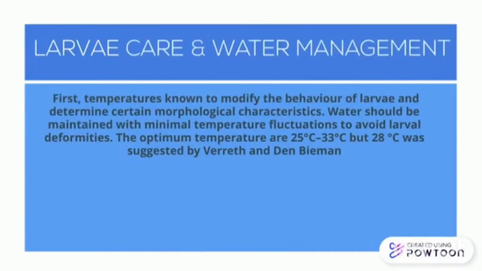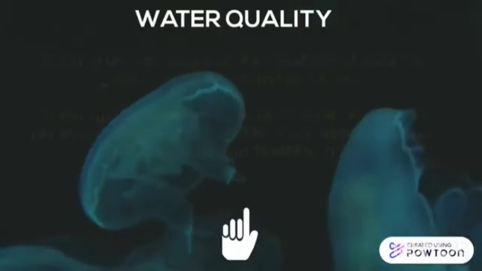First, temperature is known to modify the behavior of larvae and determine certain morphological characteristics. Water should be maintained with minimal temperature fluctuations to avoid larval deformities. The optimum temperature is 25 degrees Celsius, but 28 degrees was suggested by various authors.